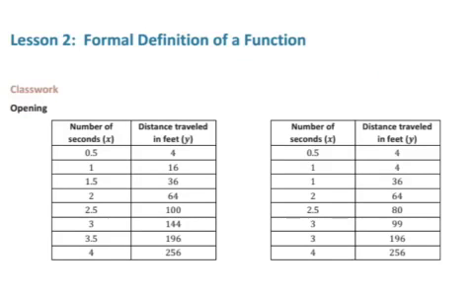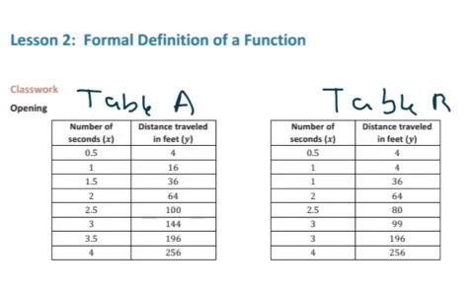So here are two different tables. We're going to call this table A and table B. These tables, they're talking about falling stones. So do you see any differences in these tables? So for example, at 0.5 seconds, the distance traveled in feet for that stone would be 4 feet. If the stone was traveling for 3.5 seconds, it would be at a distance of 196 feet.